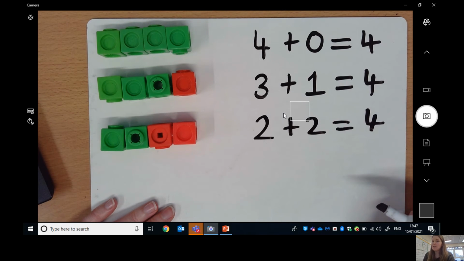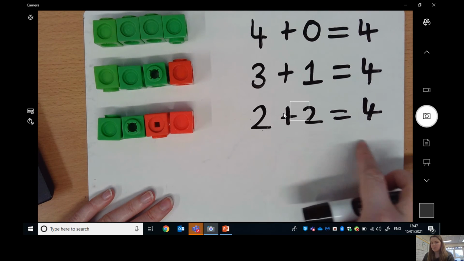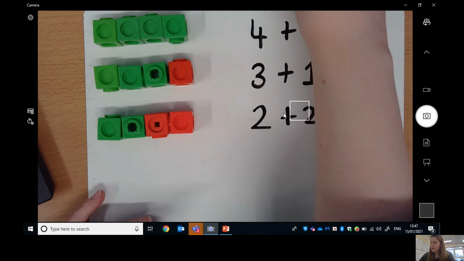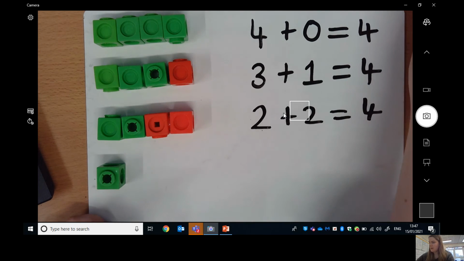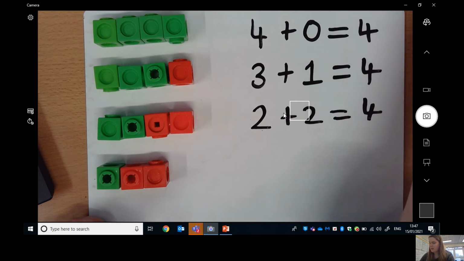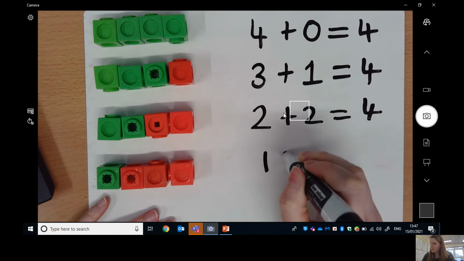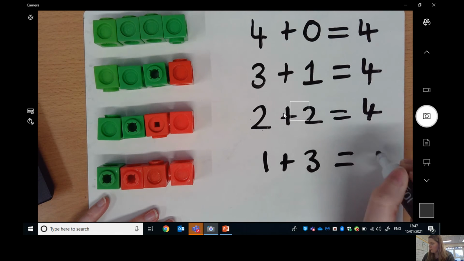Now we might think that that's all the ways, but we're going to keep going because our sums can switch around. I'm going to show you what I mean. If I get 1 cube and I get 3 cubes, 1 plus 3 equals 4.